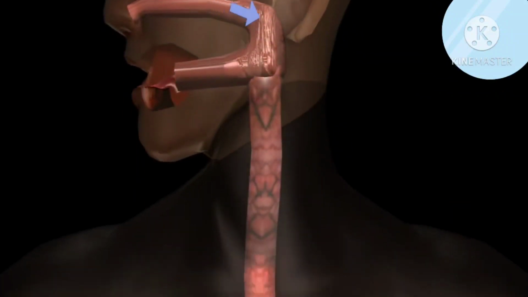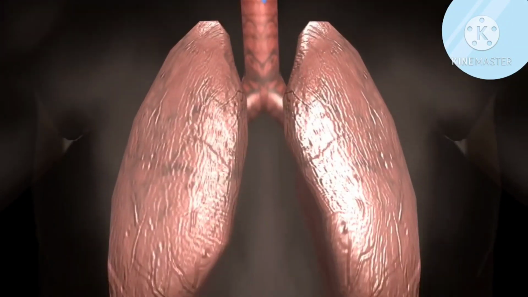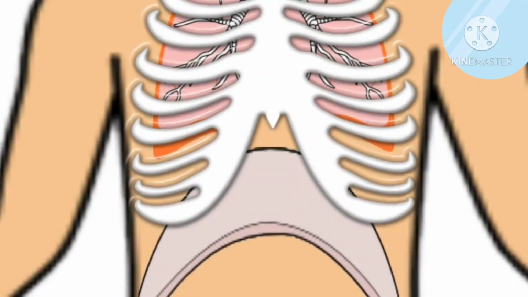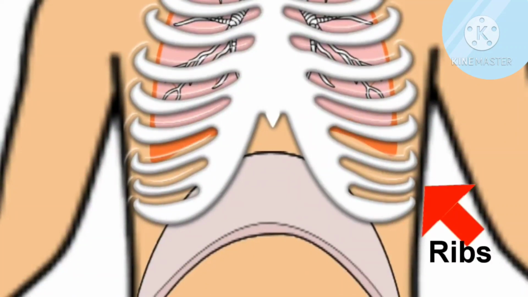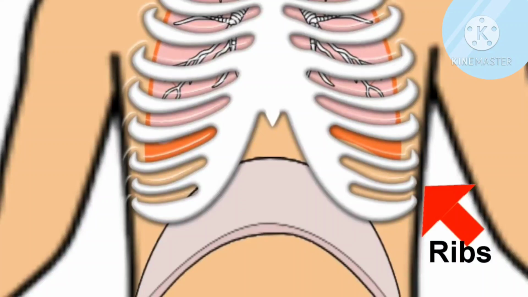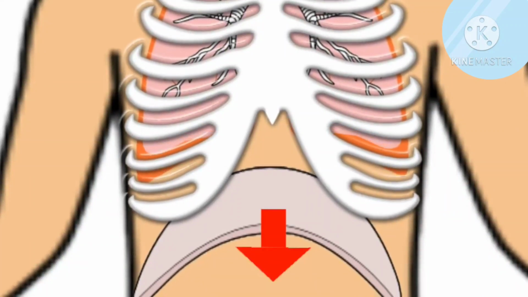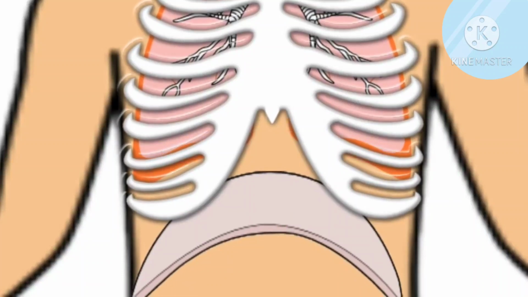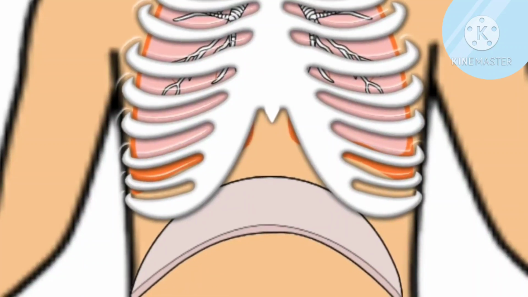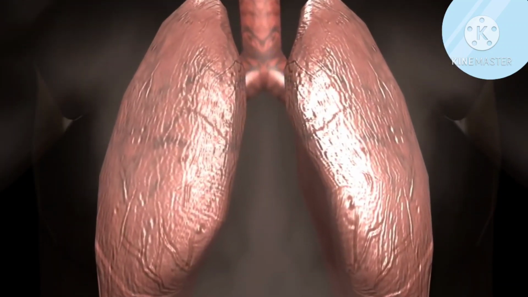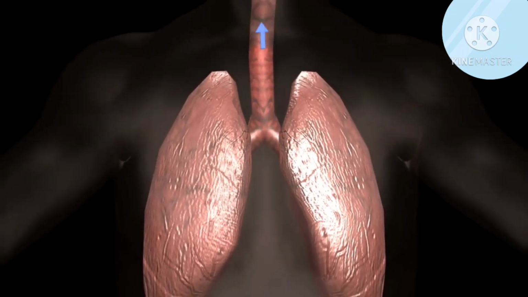To reiterate, the taking in of air rich in oxygen into the body is called inhalation. During inhalation, the ribs move up and outwards. The diaphragm moves down. The chest cavity becomes larger and the air rushes into the lungs, inflating the lungs.